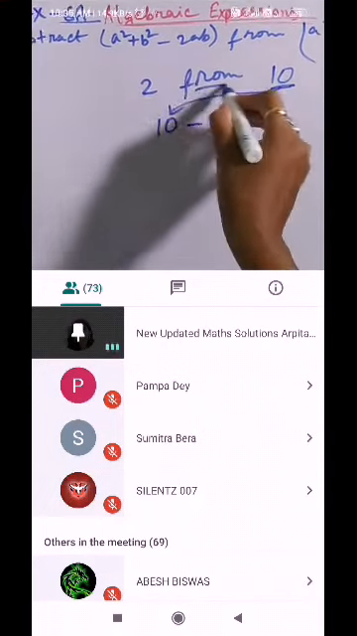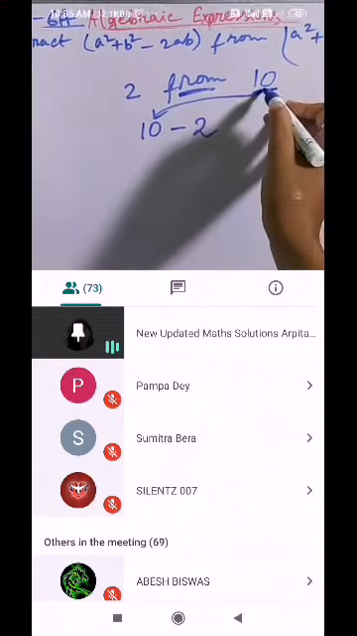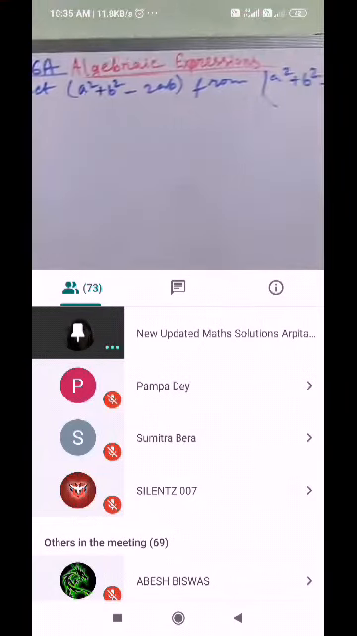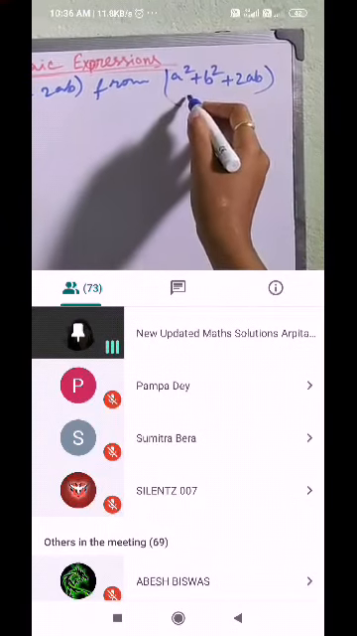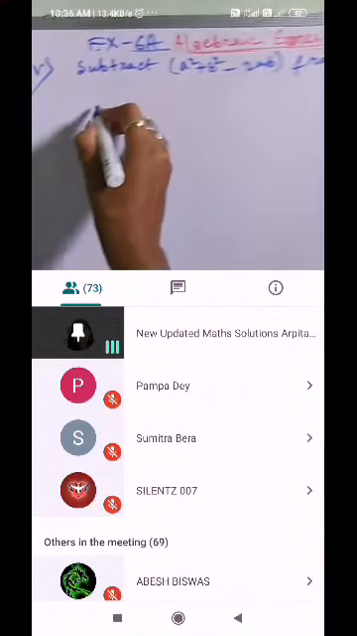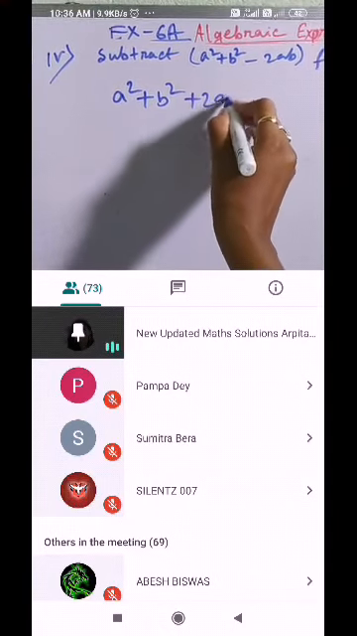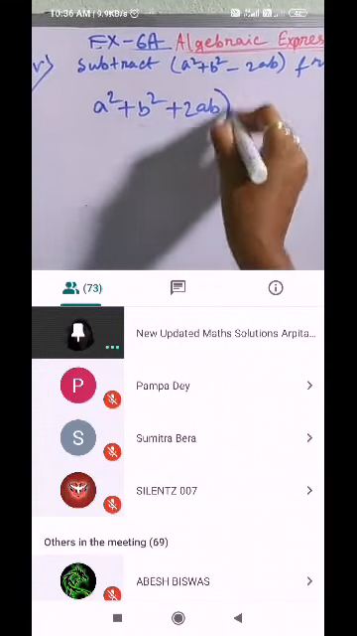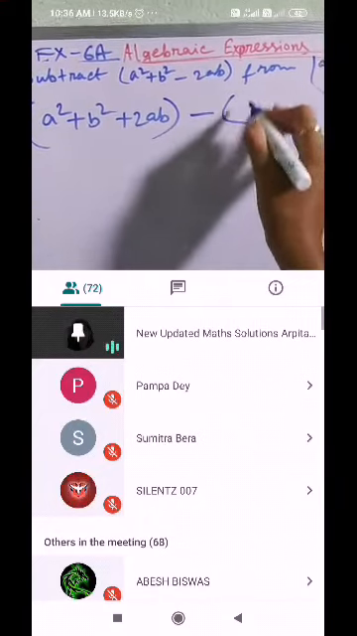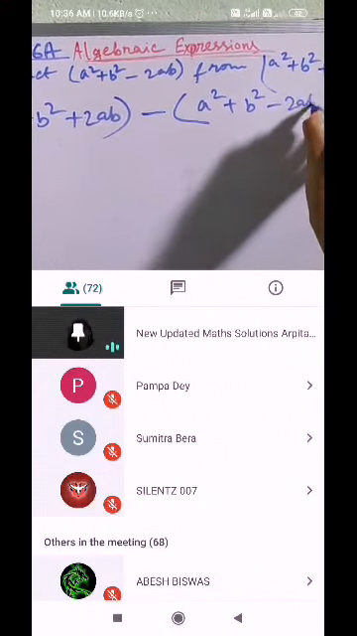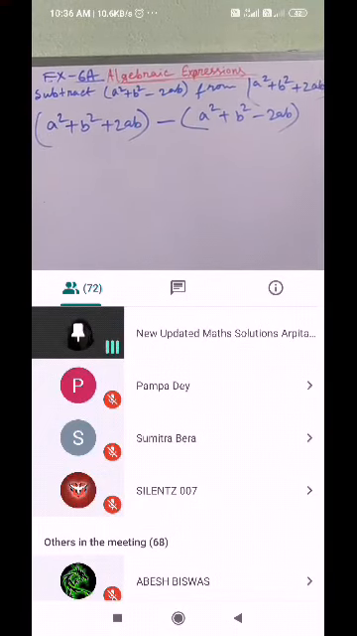That means from which term we have to subtract? From 10. Here also the same thing. From this term we have to subtract. That means this will sit in the first position. That means a square plus b square plus 2ab. From here you can write minus a square plus b square minus 2ab. This is the first line of the solution.